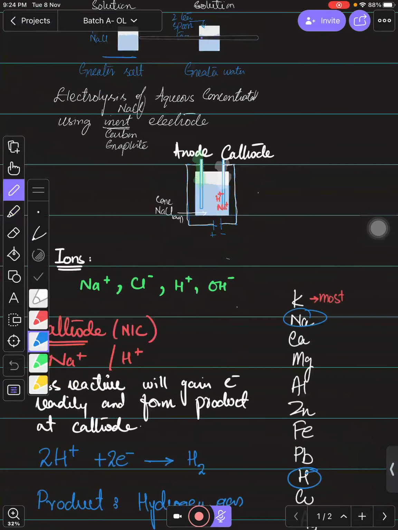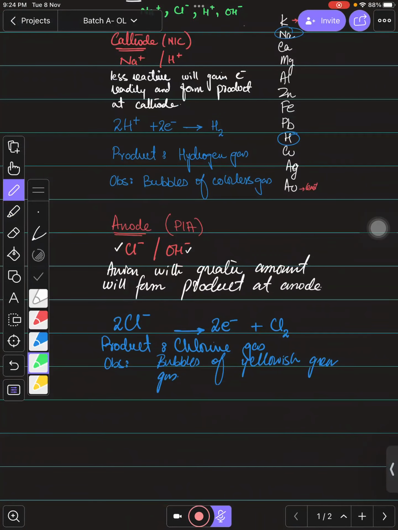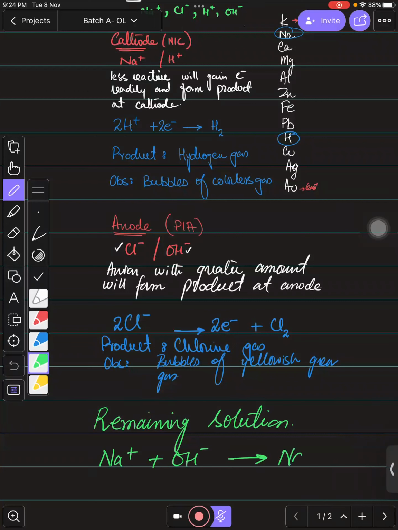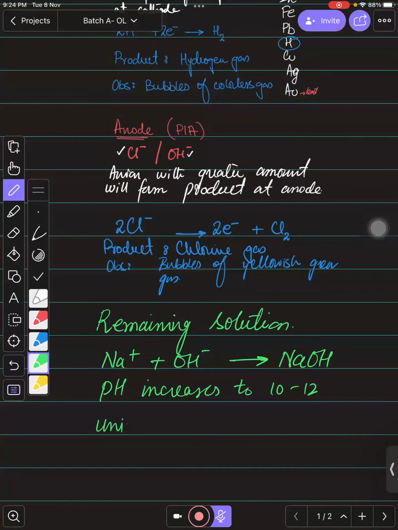So now what is the scene? Now there is the remaining solution. What is the remaining solution? So the one you are asking about, the remaining solution. So children, what is left in the remaining solution? In the remaining solution, you will have sodium ions and hydroxide ions. So they will combine together and form sodium hydroxide, right, bacho? And this is alkali. So you can say that at the end of the reaction, the pH increases, right? And pH increases to 10 or 12 somewhere, right? Or if you add universal indicator over there, it will show blue colour.